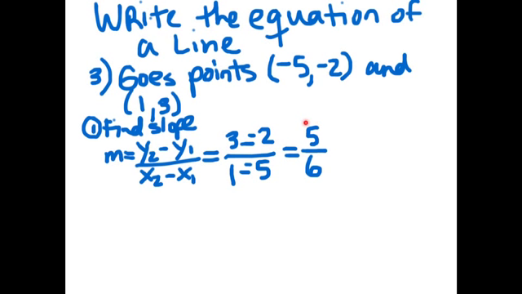Now I've got the slope and 2 points, but I only need the slope and 1 point. So I check to see if they've given me the y-intercept. They haven't, so it doesn't matter which point I pick. And I pick 1, 3 because they're both positive.